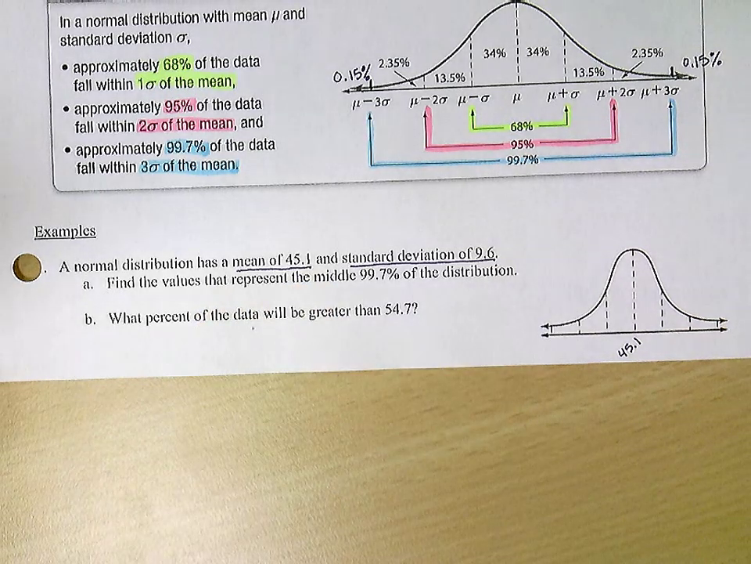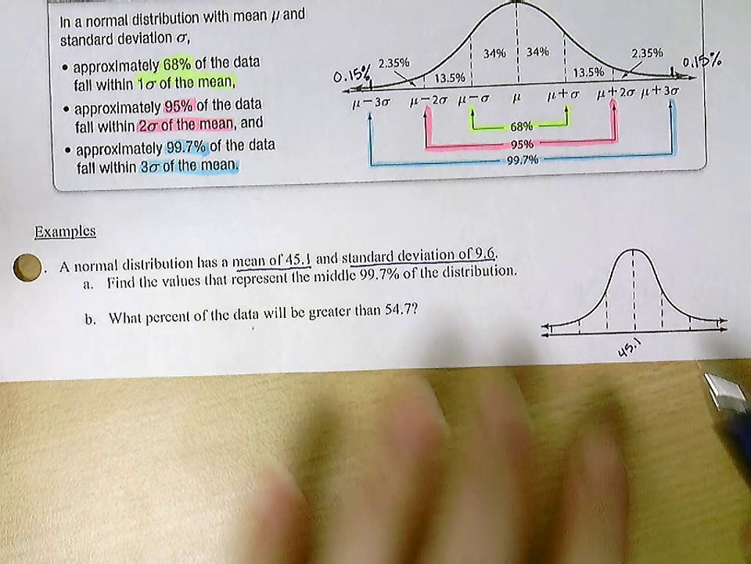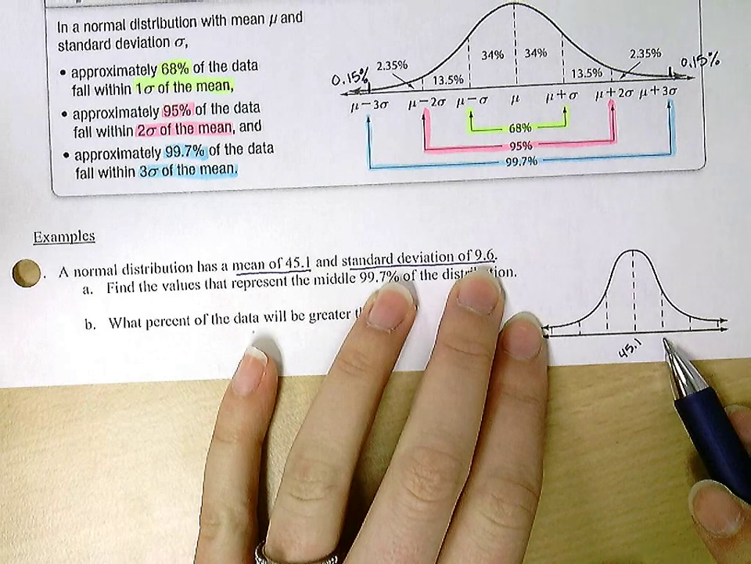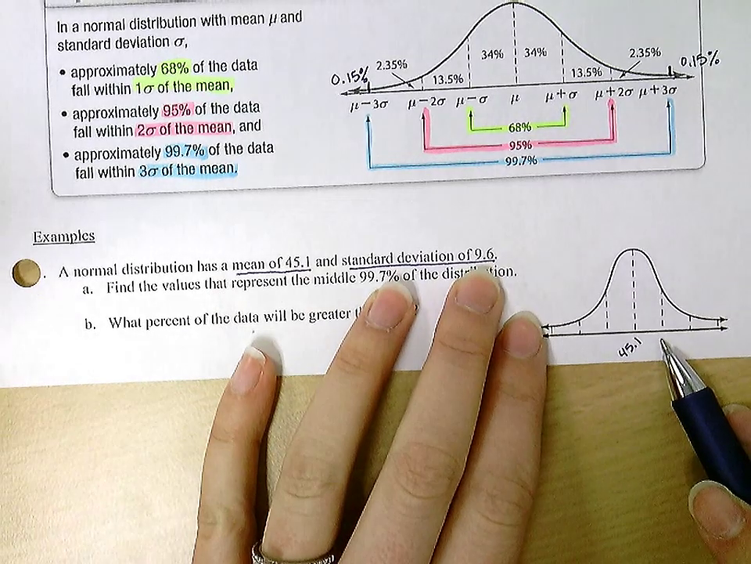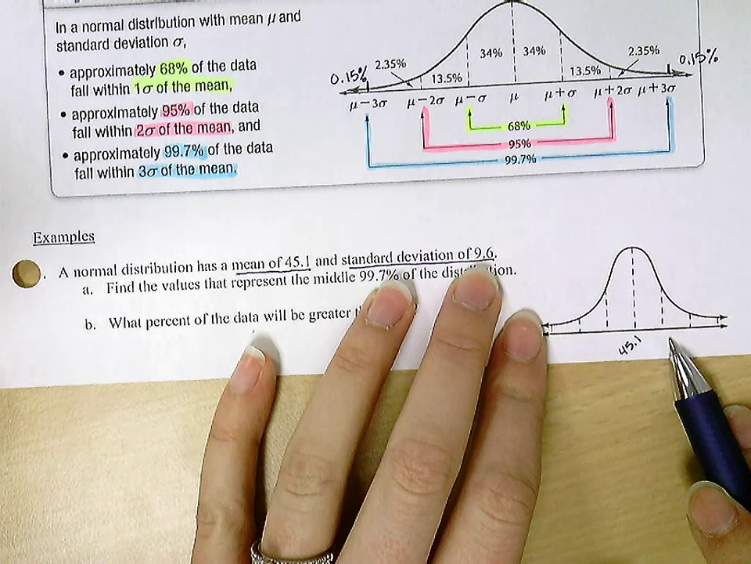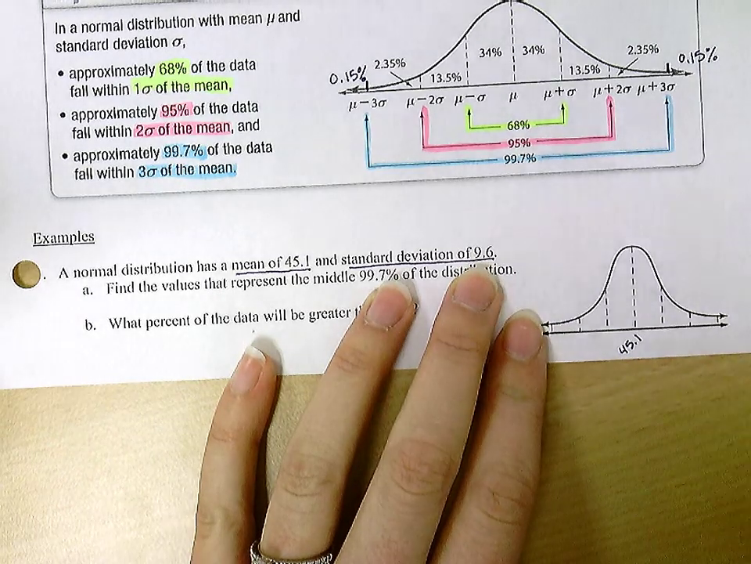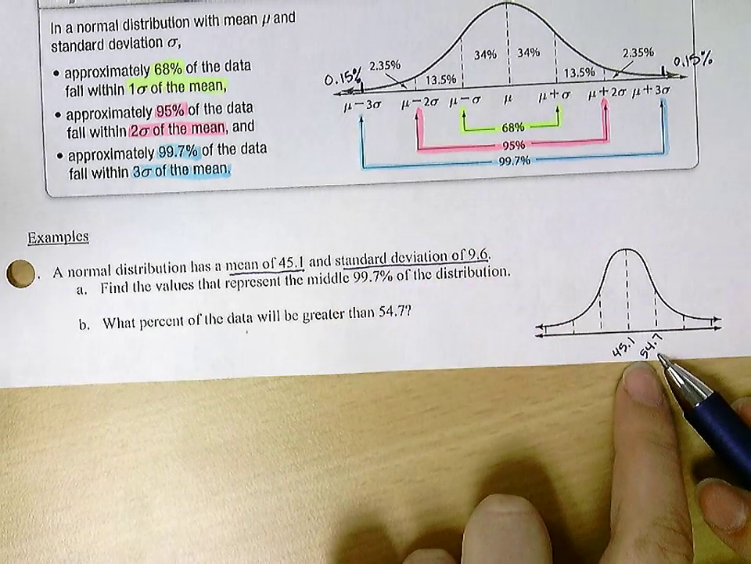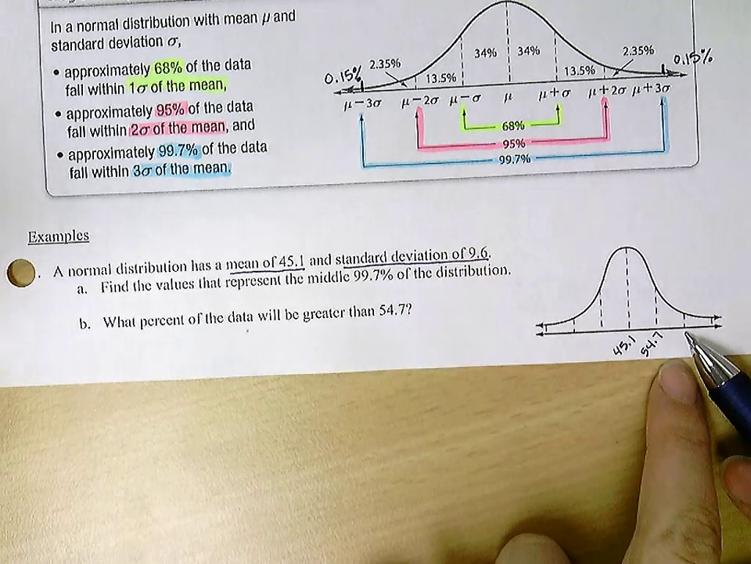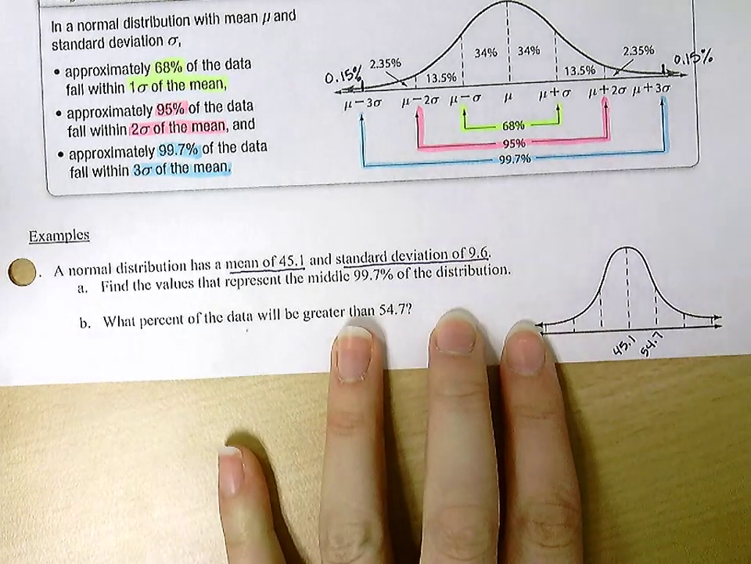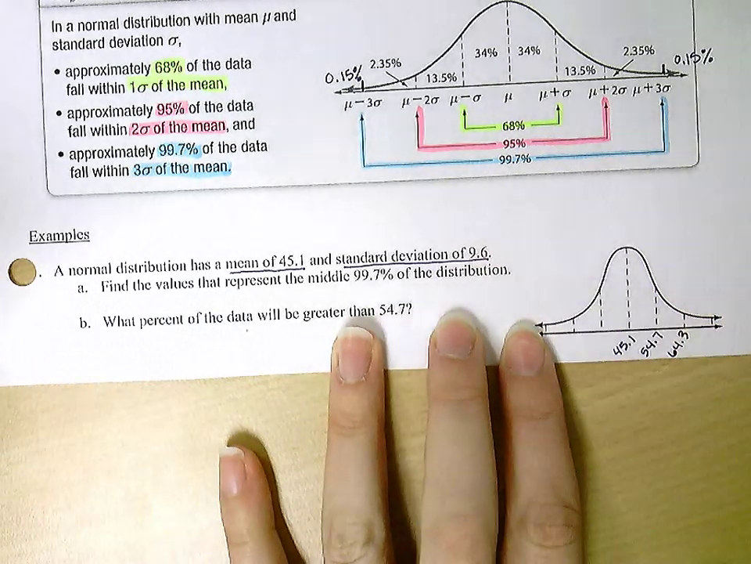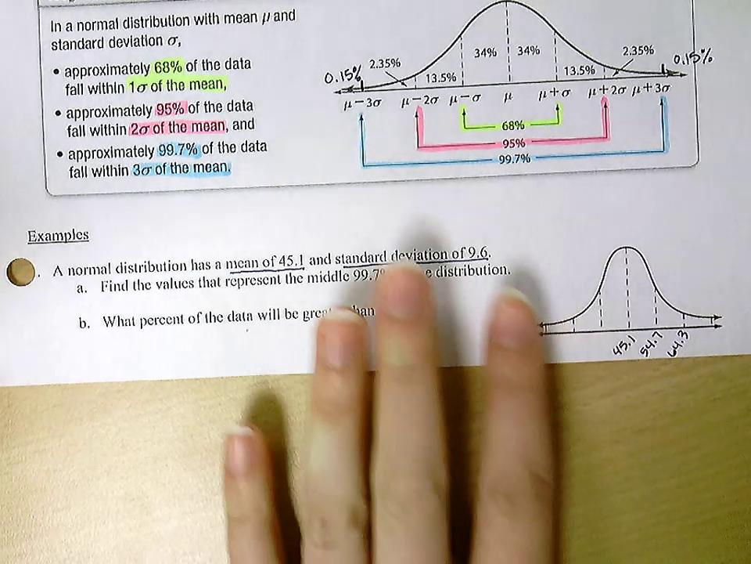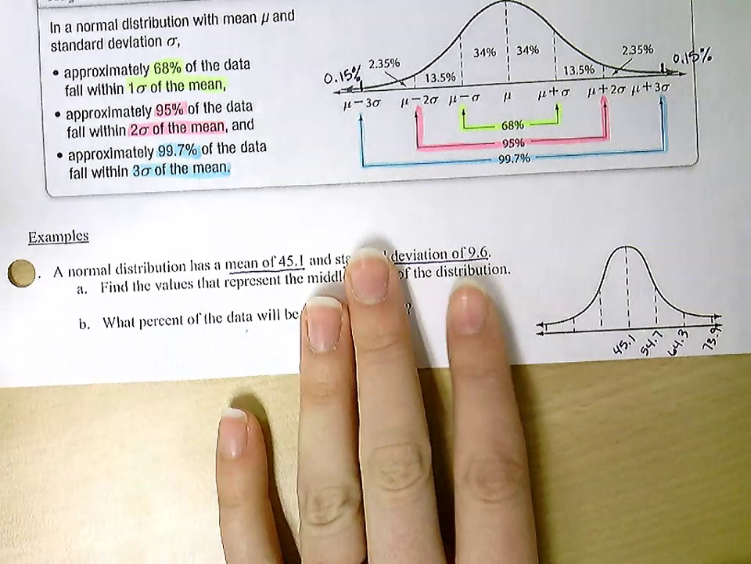Now we're given the standard deviation. To find the next pieces of it, to the right, I'm going to take 45.1 and add 9.6 to get this one. So if I add 9.6, 54.7. To that 54.7, I'm going to add 9.6 to get the next piece. So that's 64.3. And then to get that last piece, again add 9.6 to the 64.3. And that's 73.9.